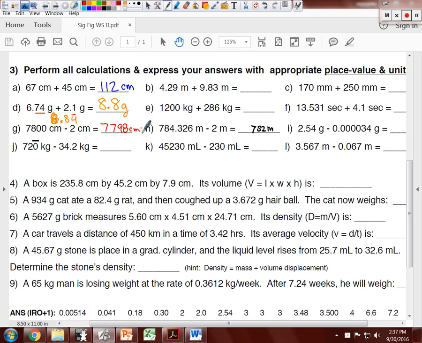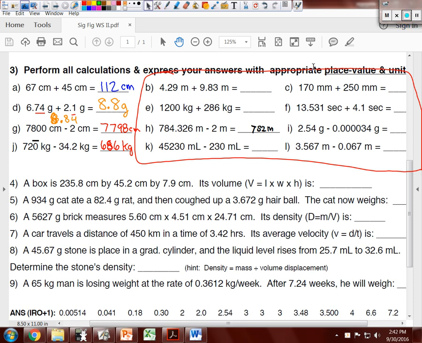So, how many decimal places are in 720? None. What about 34.2? There's 1. So what's the least number? 0. All right, so what's 720 minus 34.2 to the correct answer? Say that again. So 686. Yep, so 686 kilograms. All right, you guys do the rest of them.